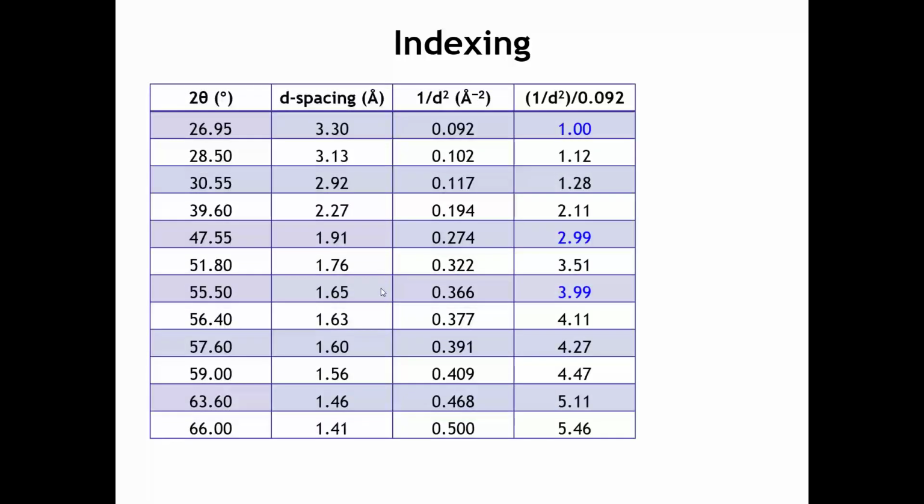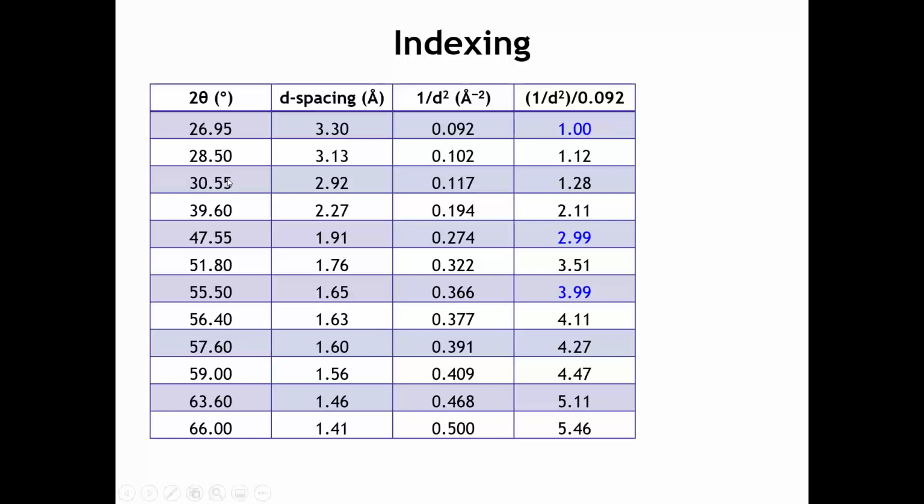Okay, so the first thing we're going to do is assume that very first peak is a peak that has the lowest possible Miller indices. So if we assume that first peak is the 100 peak, we're going to divide all of the values in column 3 by 0.092. And when we do that, we get this pattern. There are some integers that come out of this: a 1, a 3, a 4. That's kind of encouraging. Of course, there are a lot of peaks that are not explained.